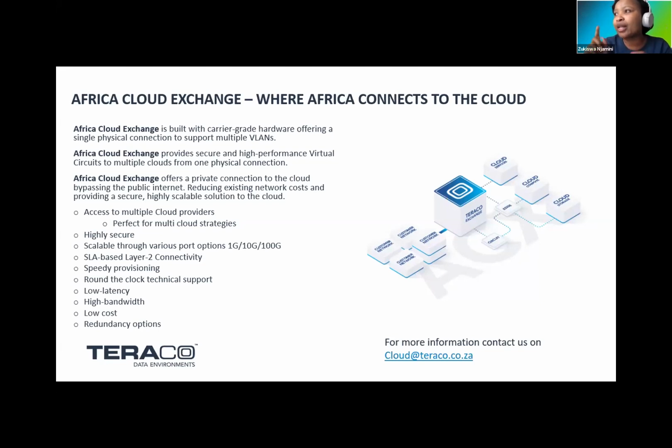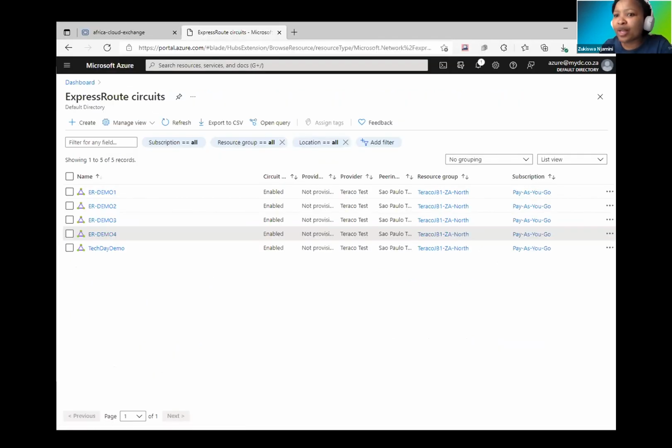What I'll do, I'll quickly stop sharing and take you to our new portal, which is ACX. That's what Tony was explaining earlier on, just to show you how to turn up the circuits. But I saw there was a question earlier on asking, how do we activate a circuit from an Azure portal? Let me pause right there, because I want to show you how quick and easy it is to turn up these circuits from our side. You must just let me know if it's now displaying my browser. Can you guys see my portal?